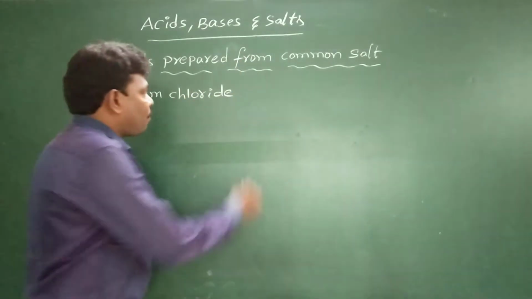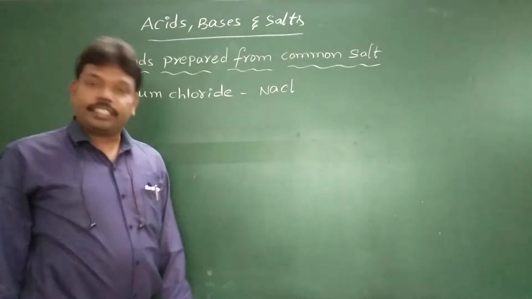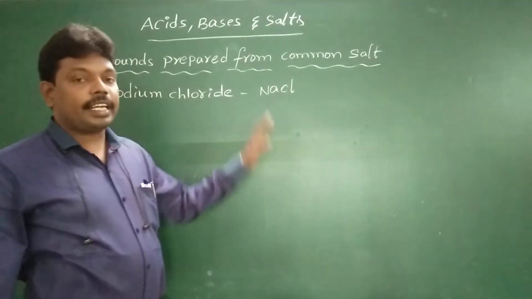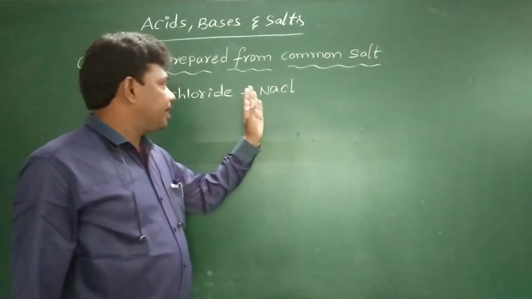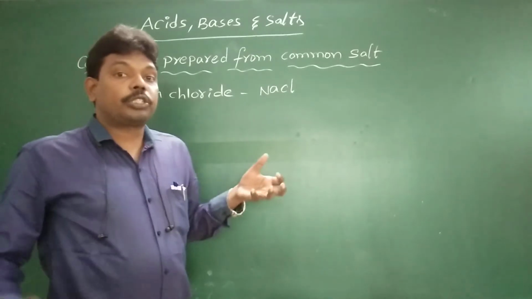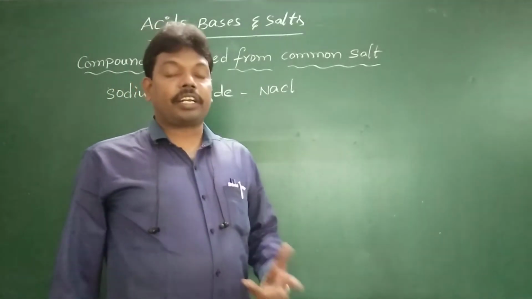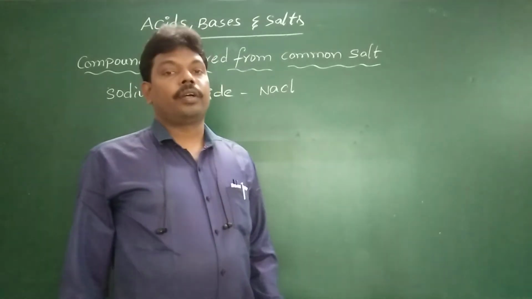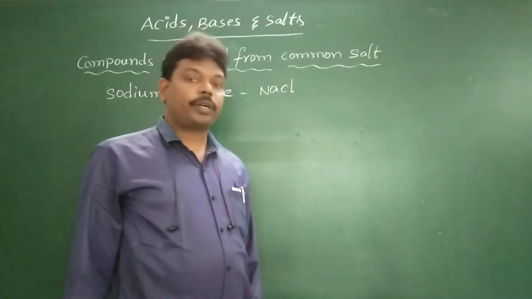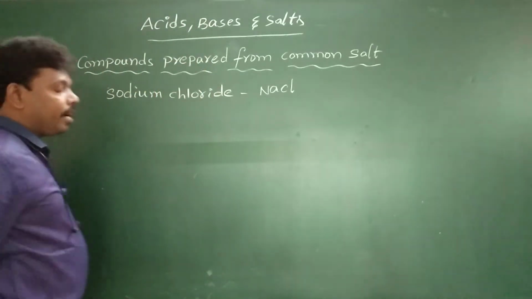Sodium chloride, formula NaCl. It is an ionic compound. In between the sodium cation and chloride anion, there is an electrostatic force of attraction. This attraction is called ionic bond or electrovalent bond, or electrostatic bond. Anyway, sodium chloride is an ionic salt.